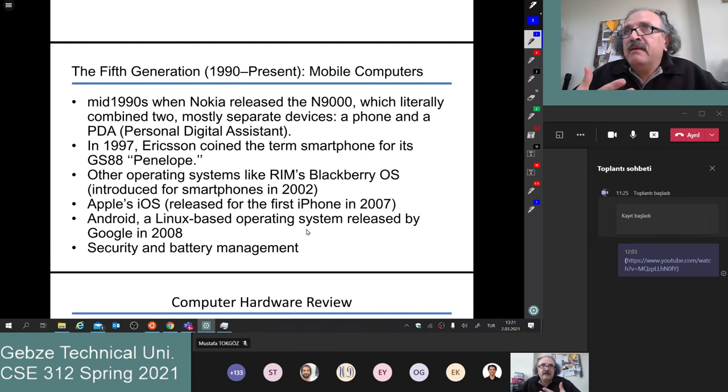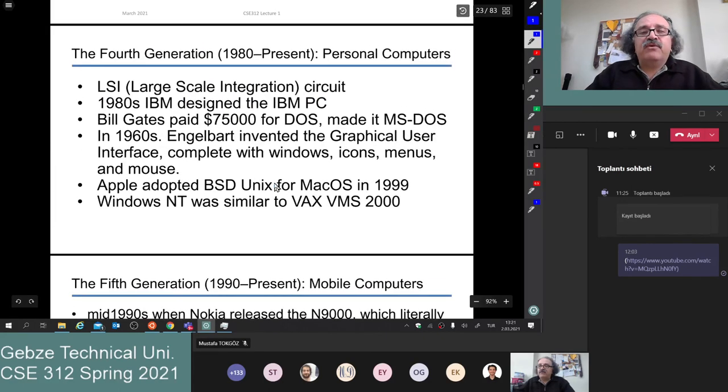So the main idea now is not using the CPU time all the time, okay? The main idea of the fourth generation computer is not CPU utilization, it is user convenience. Make the job of the user easier, okay? So the user is at the center, that's why we have the graphical user interfaces.